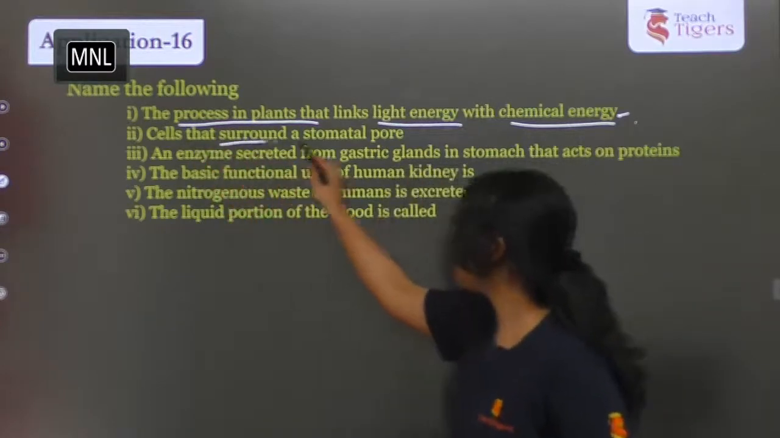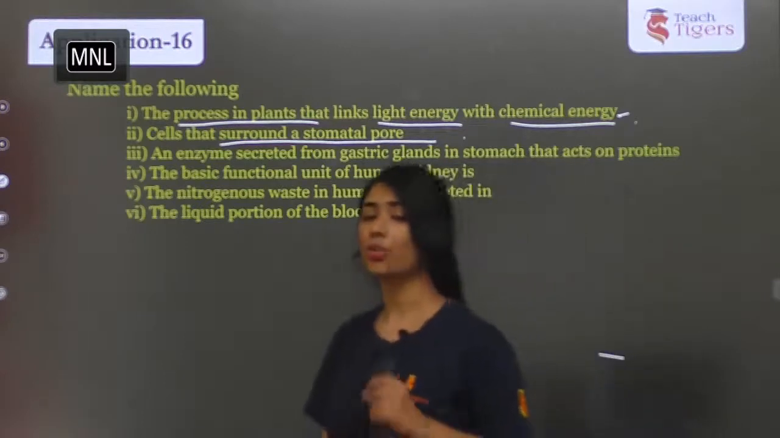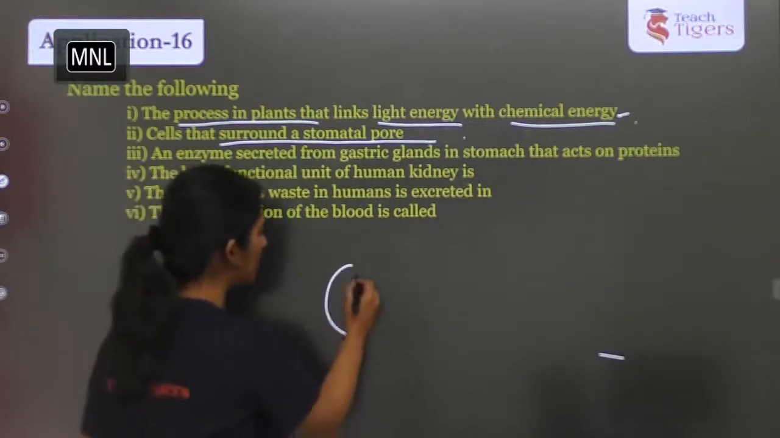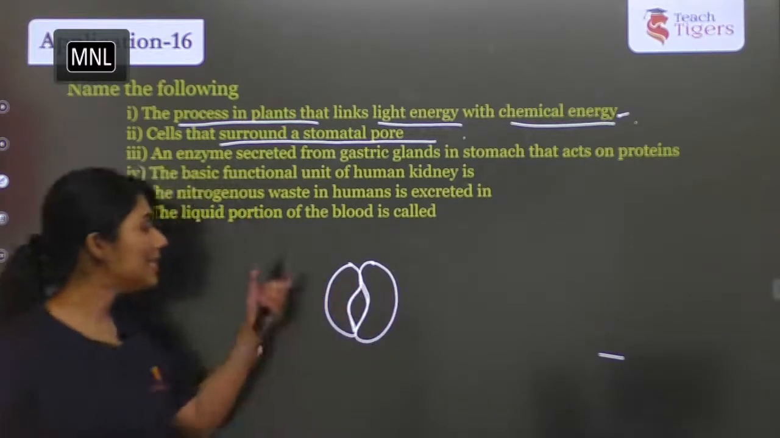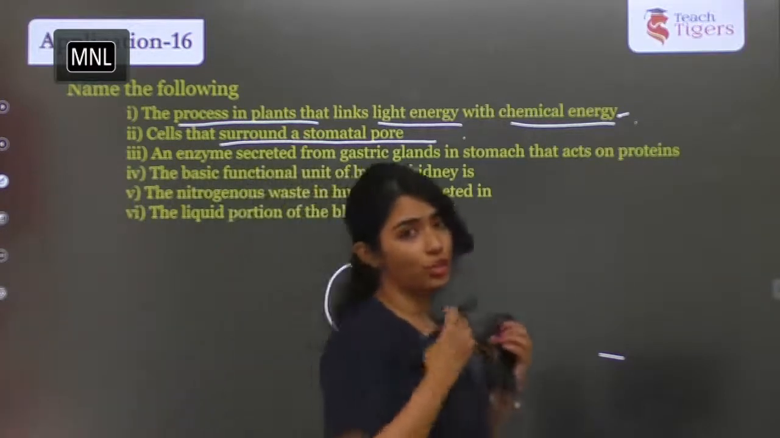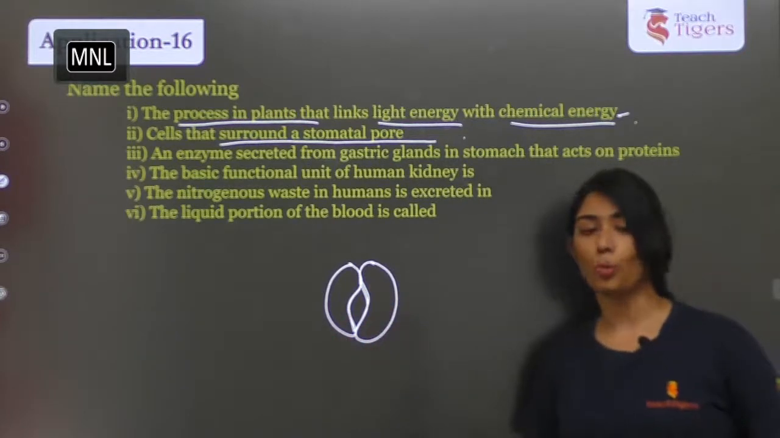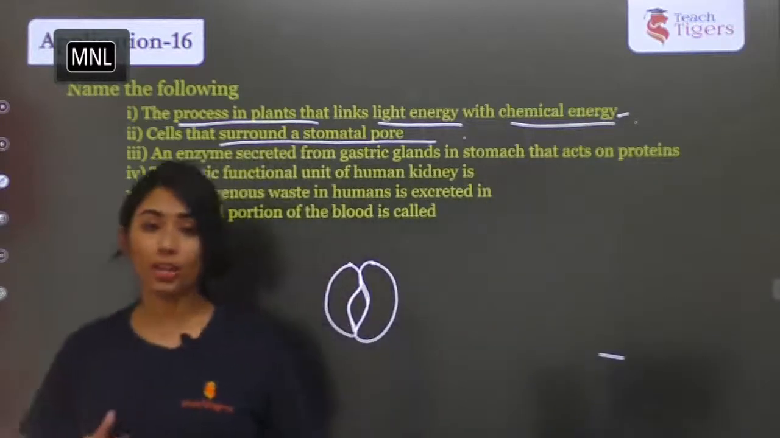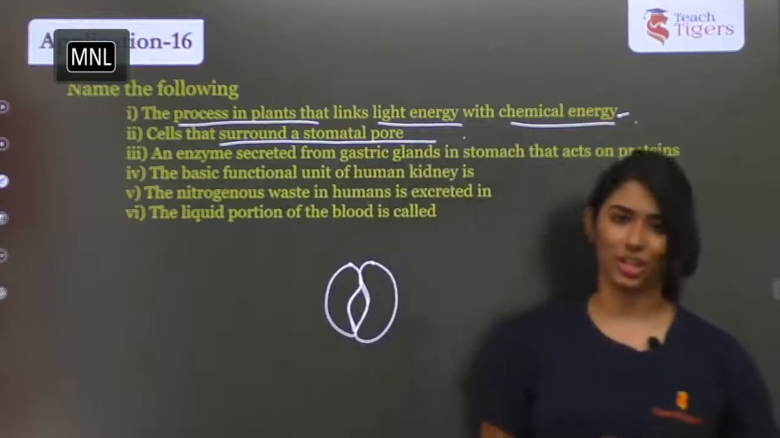Next, cells that surround a stomatal pore are known as guard cells. So what are guard cells? These are bean-shaped cells that surround the stomatal opening, and these guard cells facilitate the opening and closing of stomata. So what is the function of this opening and closing? Why is it required? To regulate the uptake of carbon dioxide by the plants and also to prevent the loss of water by evaporation.